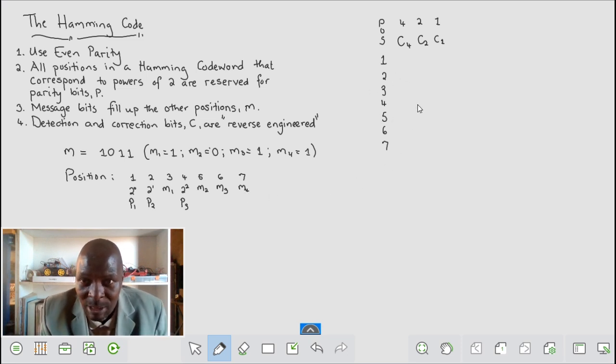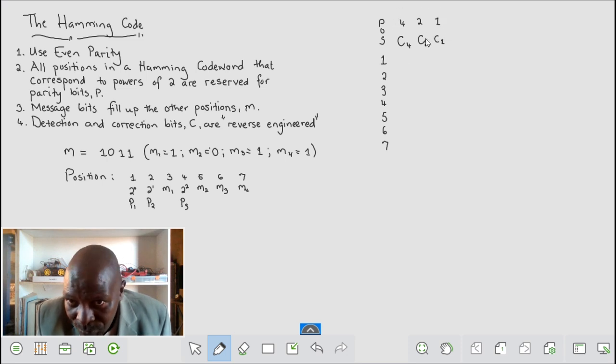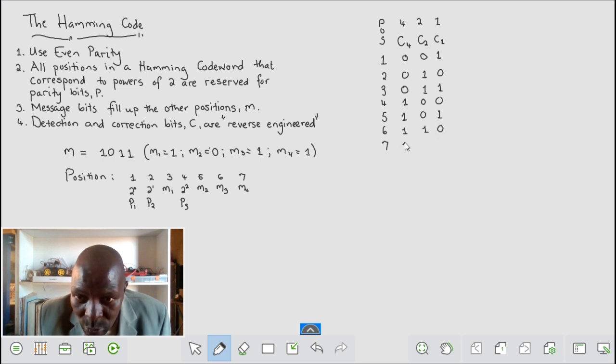So I'm going to deal with a specific example. Now if you look at the count using the 4, 2, 1, this will be 1. That will be 2. That will be 2 and 1. That will be 4 with nothing. 5 will be 4 with 1. 6 will be 4 with 2. And 7 will be 4, 2, and 1.